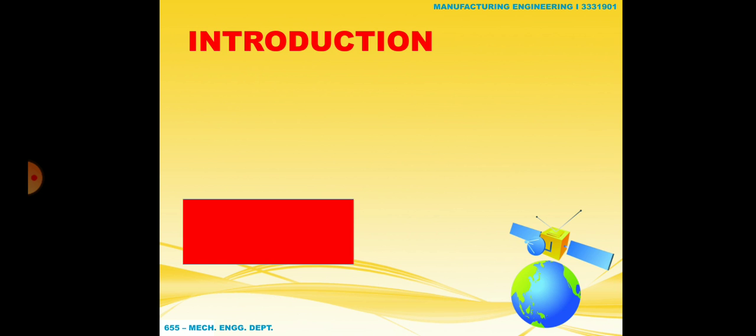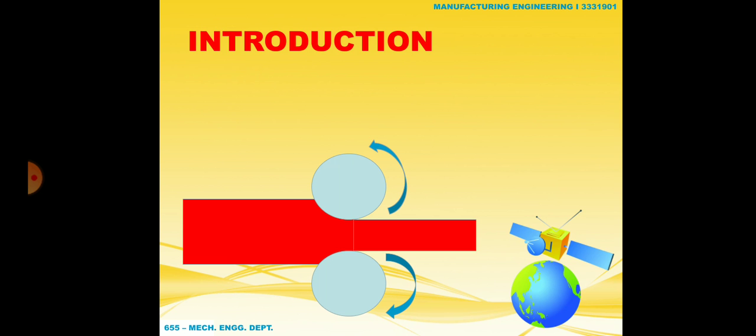Here, one object is passed through two rollers rotating in opposite directions. So what will be the effect on that workpiece? Its thickness can be decreased. So the phenomenon of reducing the thickness of the workpiece by passing it between two opposite direction rollers is known as rolling.